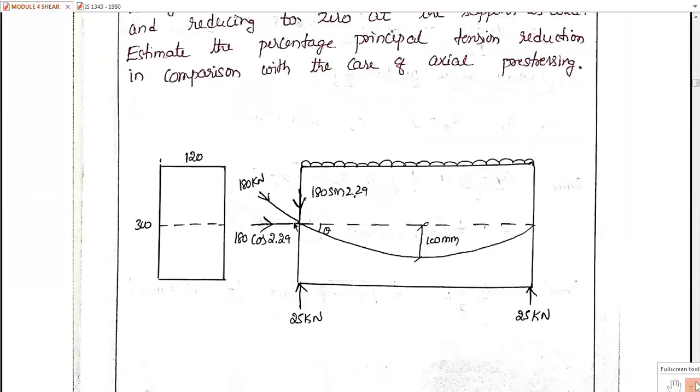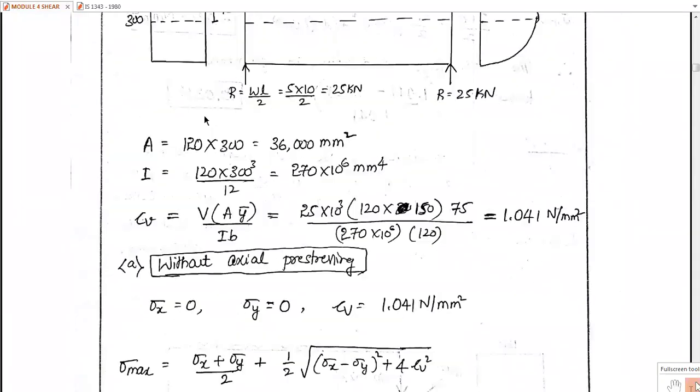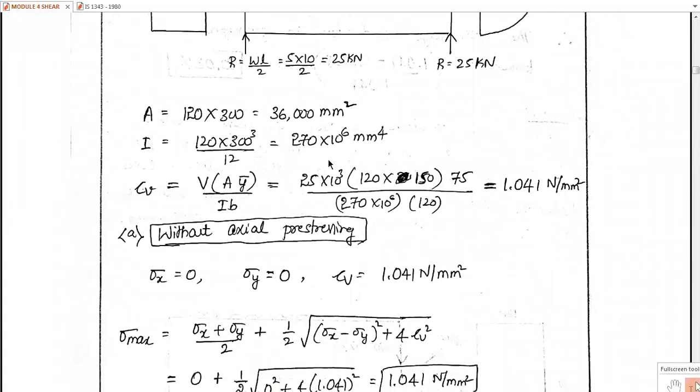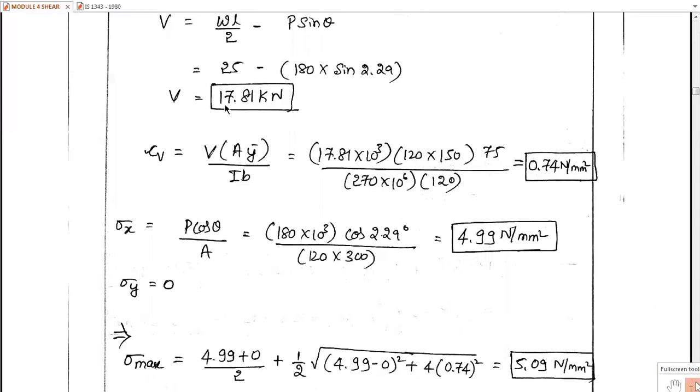Now compare it with the previous case. In the previous case, the shear force was 25 kilonewton. Now in this case, we got the shear force as 17.81. Means by doing the pre-stressing in the horizontal direction, not only will the principal tension decrease, but also the shear force at the support section will decrease. That is very important. That is the concept here. Now we got the shear force as 17.81 kilonewton.